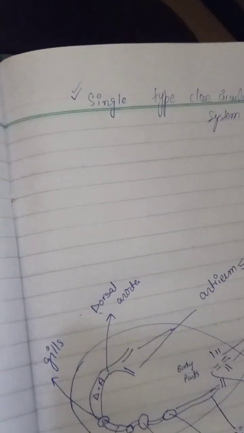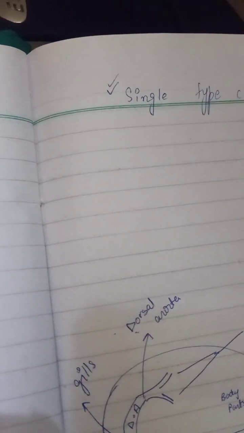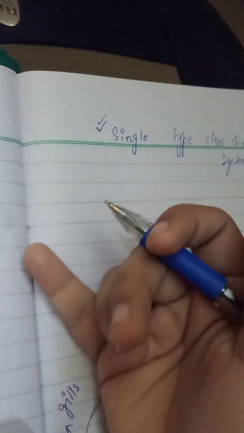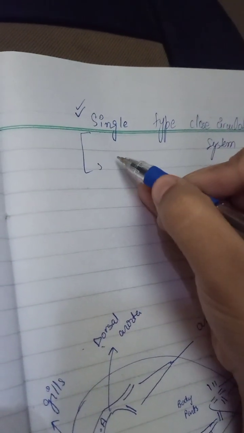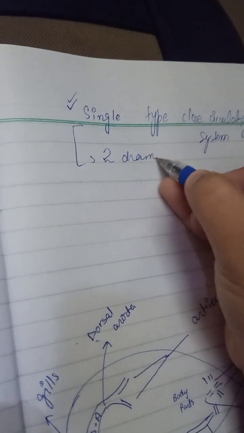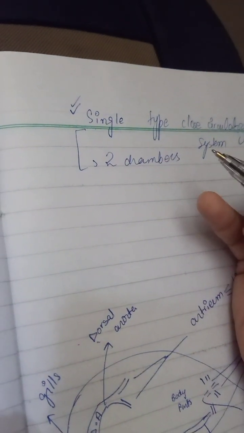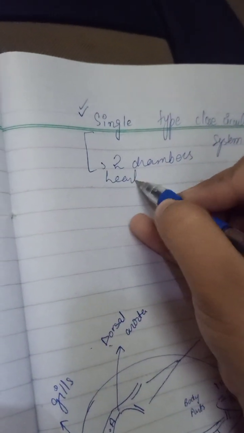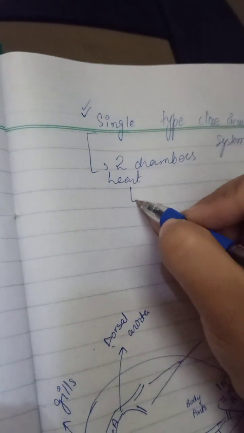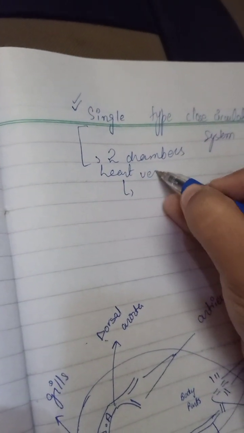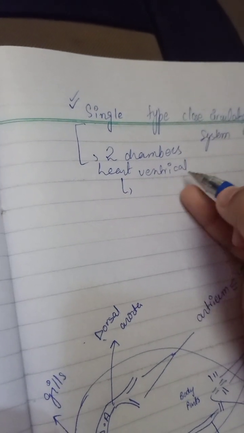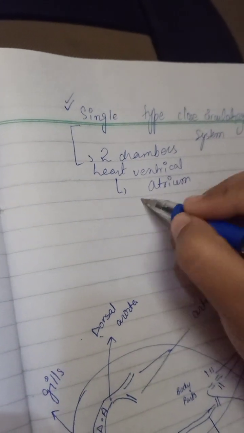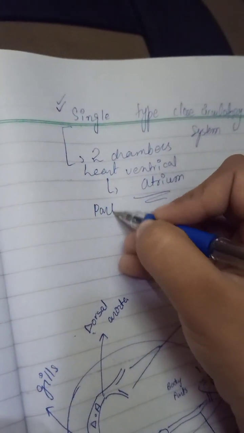What does it mean? As you all know, in the previous video I told you that they have two chambers. First, we have the heart, and in the heart we have two chambers. The first one is the ventricle and the second one is the atrium. So these were the two chambers, but they also have other parts.